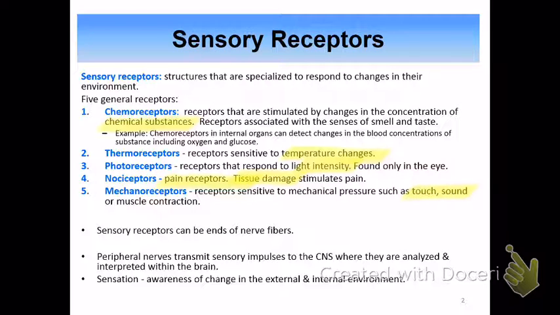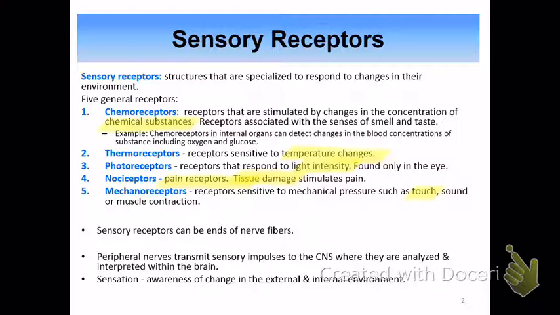Okay, so if this were to be matching on the test, could you pick it out? Chemoreceptors are chemicals, thermoreceptors are temperature, photoreceptors are light, so respond to change in light, nociceptors are tissue damage, and mechanoreceptors are touch. And that last one should just be touch highlighted. Okay, so pause the video, make sure you got all five types of sensory receptors and then what they respond to.